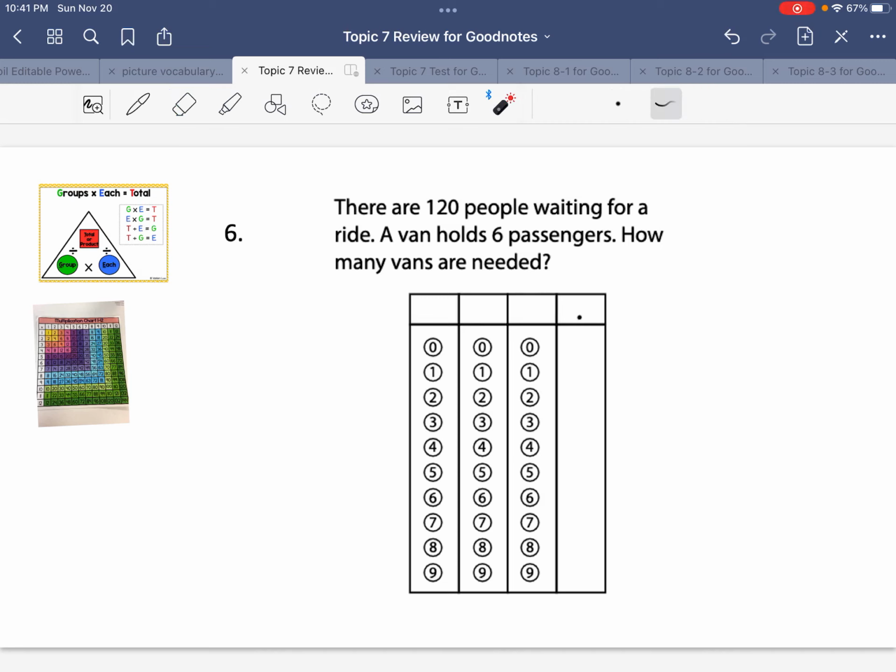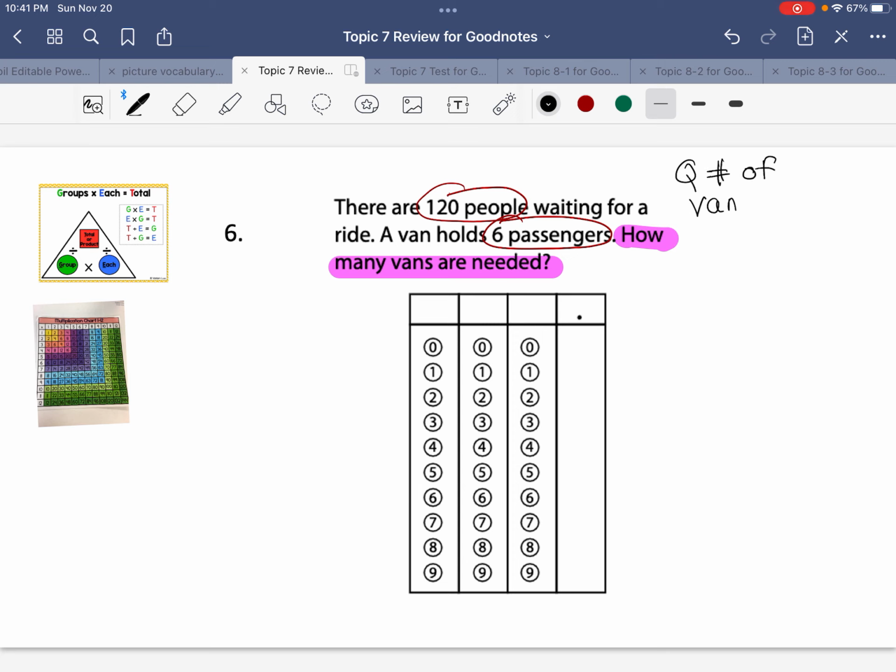Number 6. There are 120 people waiting for a ride. A van holds 6 passengers. How many vans are needed? Okay, so I'm going to do my cube, circle my important numbers: 120 people, 6 passengers. I'm going to underline my question: How many vans are needed? I'm going to rewrite that. So, number of vans needed.